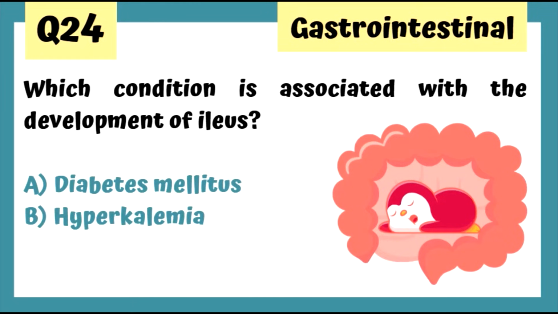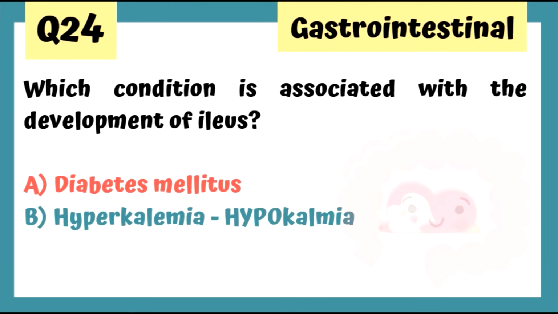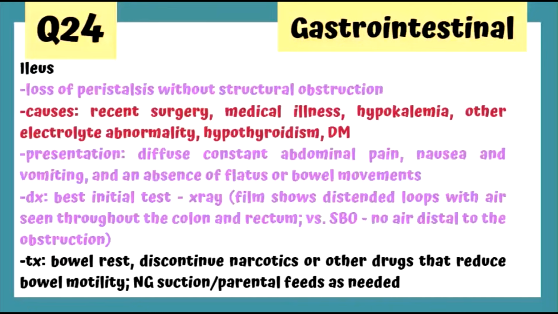Question 24, which condition is associated with the development of ileus? And the answer is diabetes is associated with ileus. Not hyperkalemia. Hypokalemia would be associated with ileus. Ileus is loss of peristalsis without structural obstruction, and causes include recent surgery, medical illness, hypokalemia, other electrolyte abnormalities, hypothyroidism, and diabetes mellitus. And patients present with diffuse constant abdominal pain, nausea, vomiting, and an absence of flatus or bowel movements. The best initial test is an X-ray. And in terms of treatment, bowel rest, discontinue narcotics or other drugs that reduce the bowel motility, and nasogastric suction and parenteral feeds as needed.